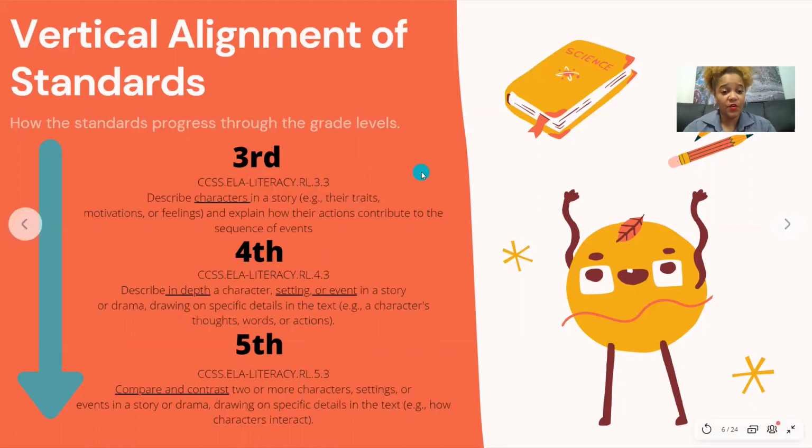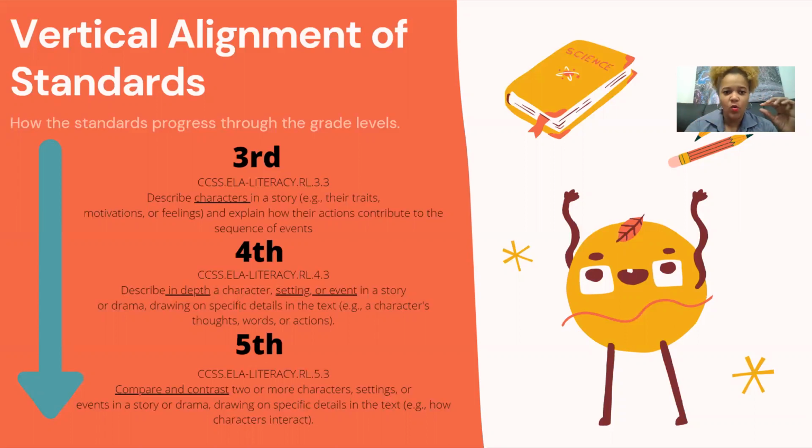Well, in 3rd grade, a child has to be able to describe characters in the story and also explain how their actions contribute to the sequence of events. But in 4th grade, we asked a little bit more of the child, and that is to describe a character in detail, as well as the setting or events. So in 3rd grade, they only had to do one thing. In 4th grade, we stretched it out a little bit.